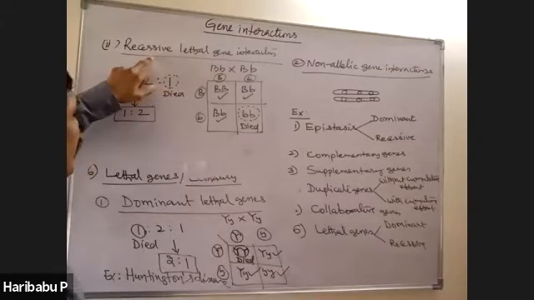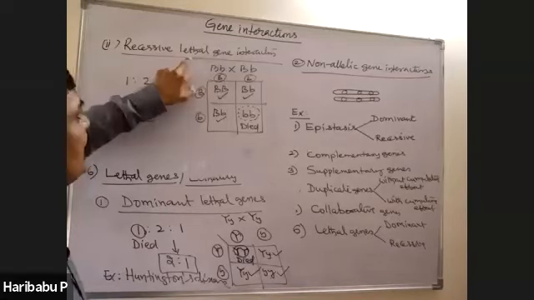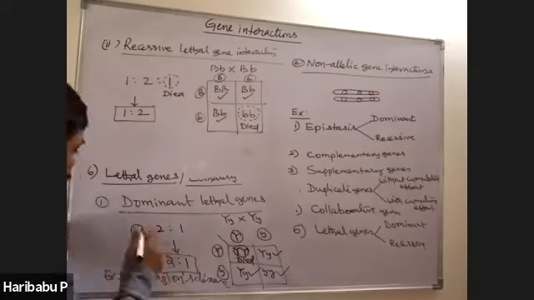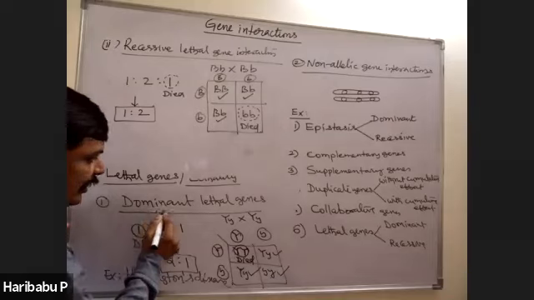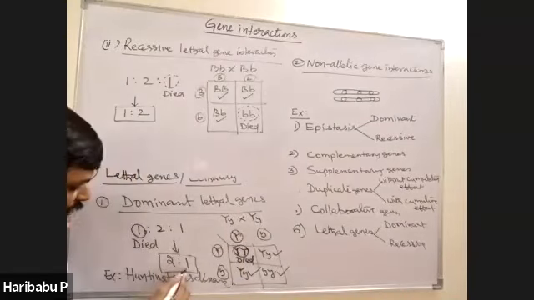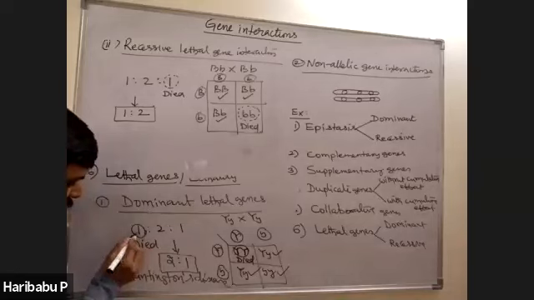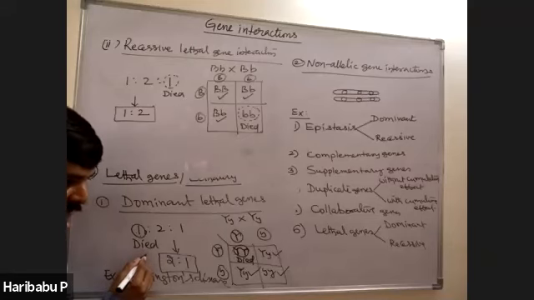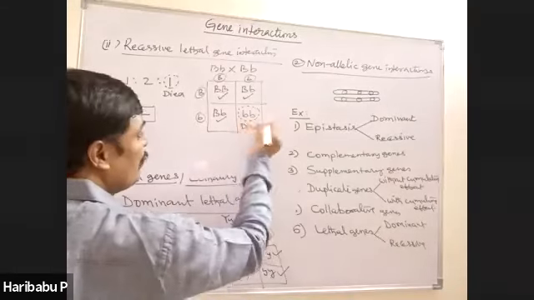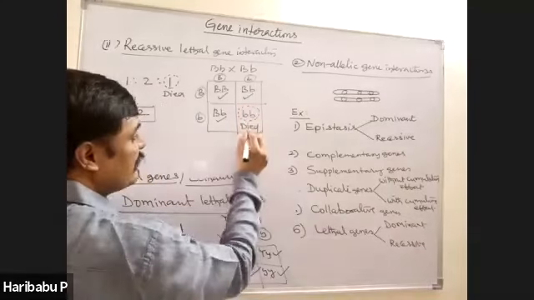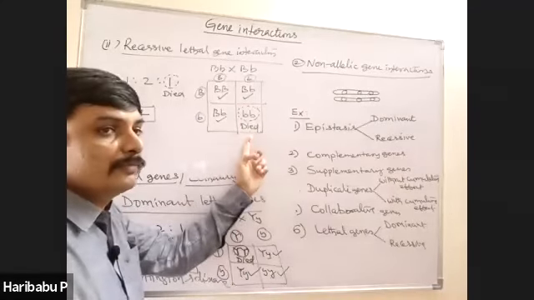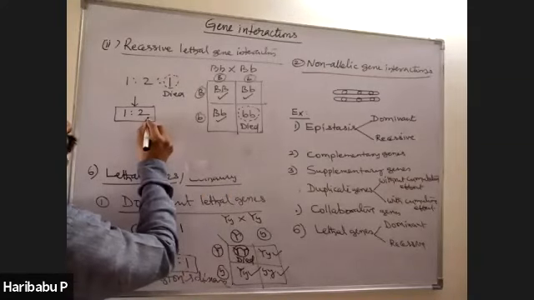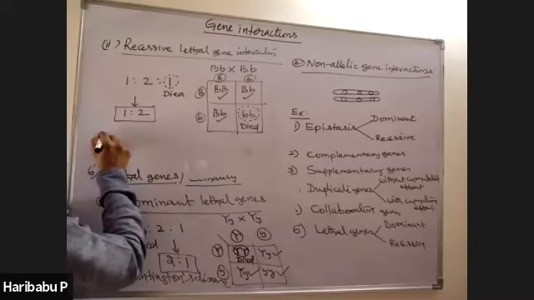So, the modified ratio for recessive lethal gene interaction is 1:2, and the modified ratio for dominant lethal gene interaction is 2:1. Why? Because here the organism having dominant genes in homozygous condition cannot survive. Here the organism having recessive genes in homozygous condition cannot survive. So here the ratio is 2:1. Here it is 1:2.